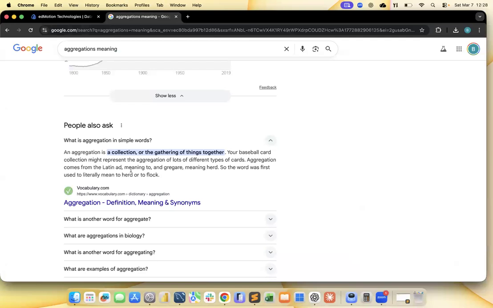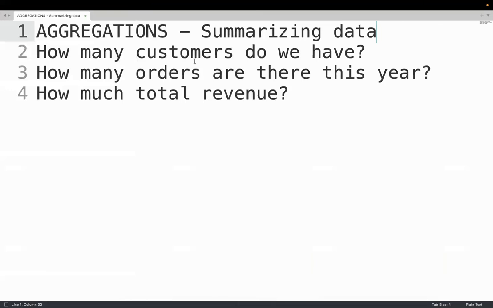All this is just for you to understand what we're about to get into and to understand what aggregation really is. One of the common aggregations is counts. How many customers do we have? We are talking about counting the number of customers. How many orders are there this year? It's also talking about counting the number of orders. So we are going to be dealing with these common functions, and then we go to other functions that are used primarily for aggregation.